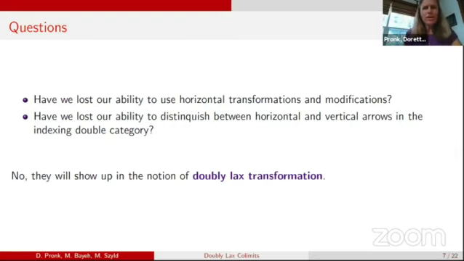So now the question might be, have you just lost your horizontal transformations and your modifications? Have you lost the ability to distinguish between horizontal and vertical arrows in the indexing category? So is this actually doing anything? And the answer is yes, you have not lost this. And we will recover this in the notion of a doubly lax transformation.